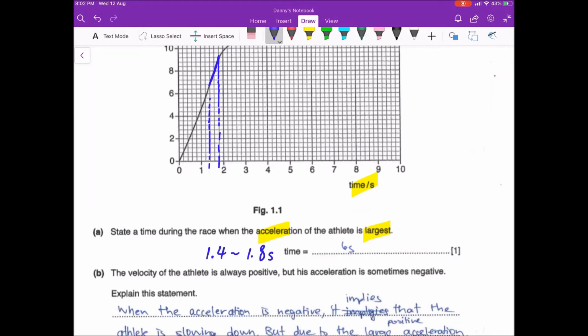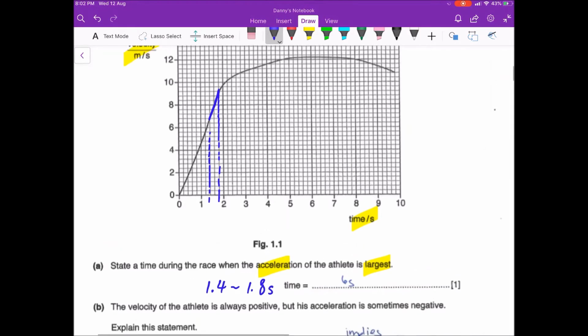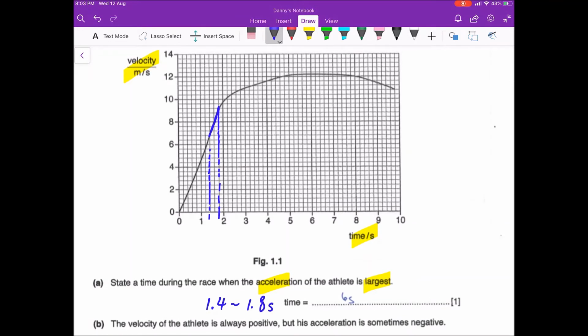Now as you can see, this student actually put 6 seconds. So let's see what he is thinking. Down here, 6 seconds is actually where the gradient is 0. It means that it is no longer accelerating. So I think this student has memorized things wrong, or his content knowledge is not so solid, and therefore he panicked and put the wrong answer. So this is wrong. At 6 seconds, a equals 0.